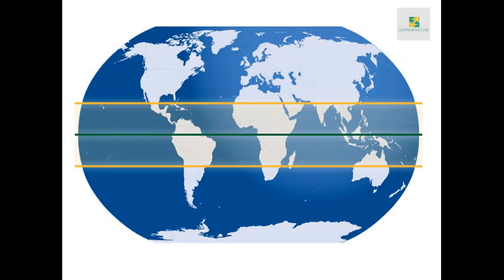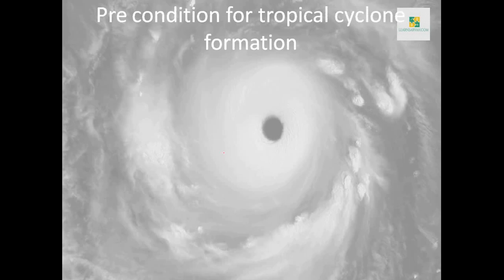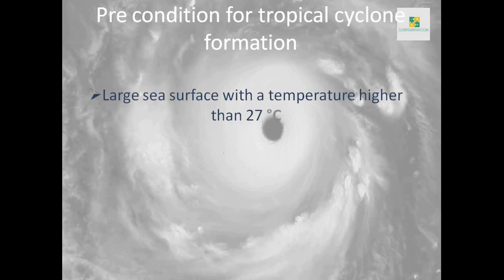So tropical cyclones are cyclones which are found in the tropical region. So this is the tropical region, the region between 23° north and 23° south latitudes. The preconditions for the formation of tropical cyclone are: the very first condition is that it requires a large sea surface with a temperature higher than 27 degrees Celsius.